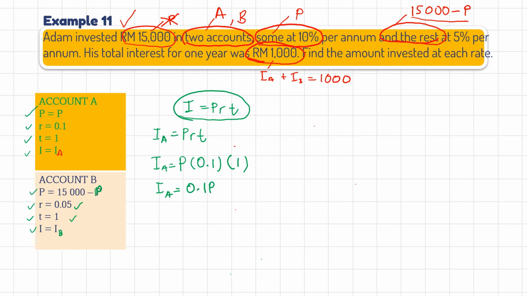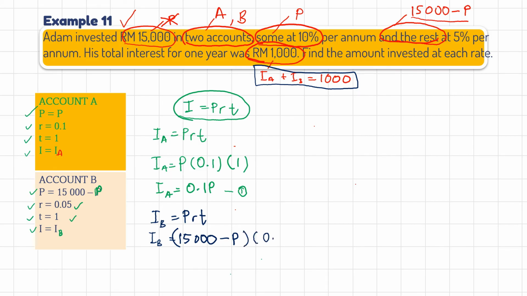This will be our first equation. Let's do the same for account B. IB equals PRT. IB we don't know, but we know IA plus IB equals 1000. IB equals P for account B, which is 15,000 minus P. R is 0.05. T is 1.